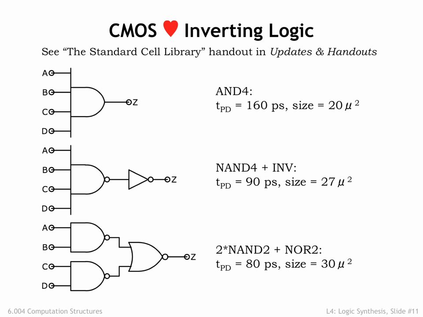The middle circuit implements the same function, this time using a four-input NAND gate hooked to an inverter to produce the AND functionality we want. The TPD of this circuit is 90 picoseconds, considerably faster than the single gate above. The trade-off is that the size is somewhat larger.